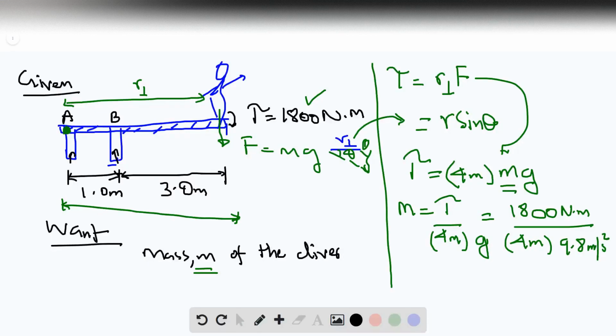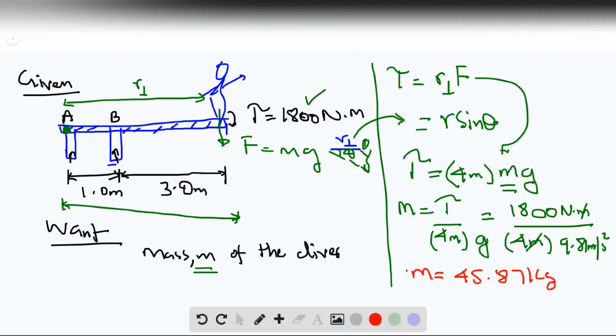And so the meters cancel out, and then we simplify the problem, and so we end up, this is 9.8 times 4, that's more of an approximation, so we end up finding that the mass of the diver happens to be 45.87 kilograms. So we're using torque in this problem to compute the mass of the diver.